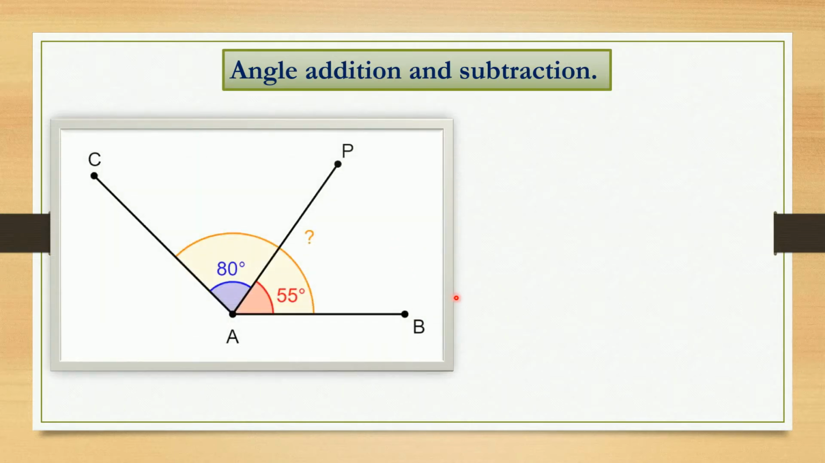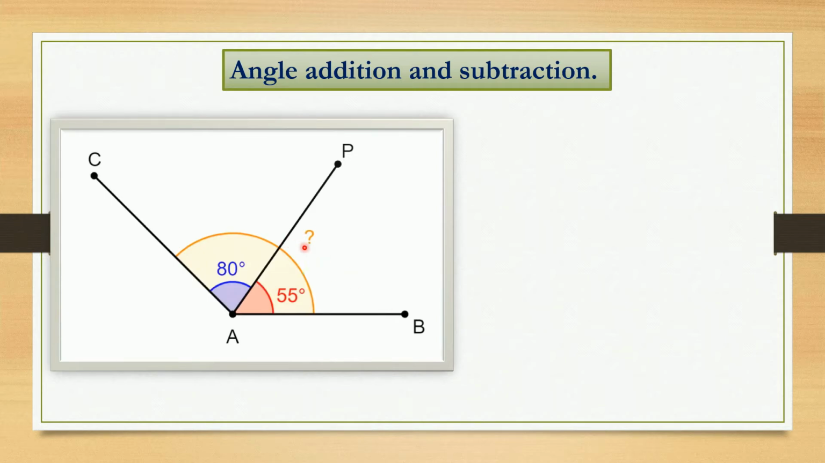Let's observe this figure. In this figure, we have angle BAP of measure 55 degrees given and angle PAC of measure 80 degrees given. These two angles are adjacent because they have the same vertex A. They have the common side AP. BAP is situated to the right of the common side AP, and angle PAC is situated to the left of AP. So the three conditions are verified.